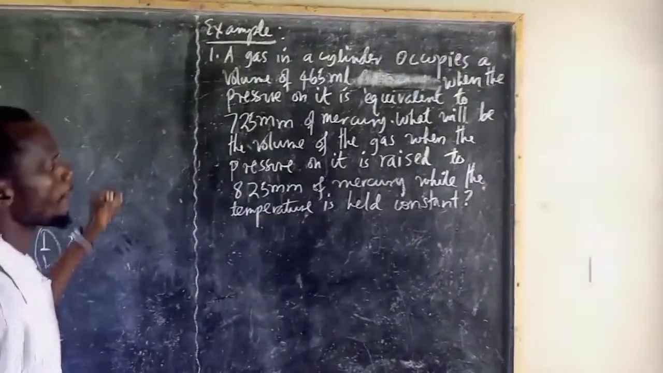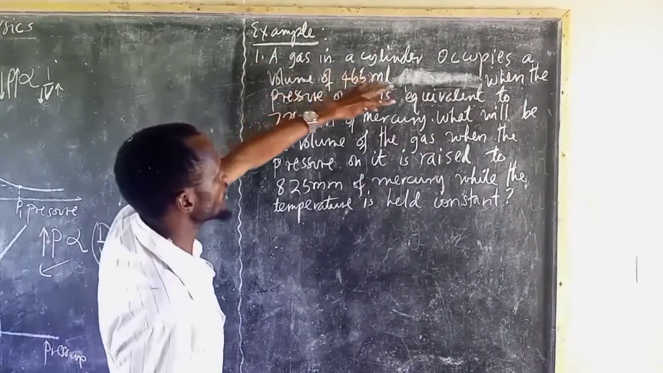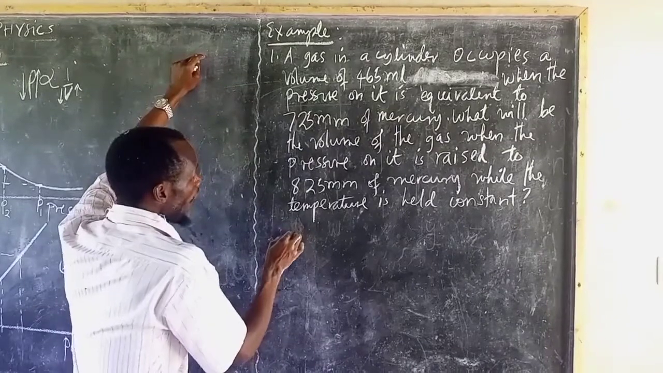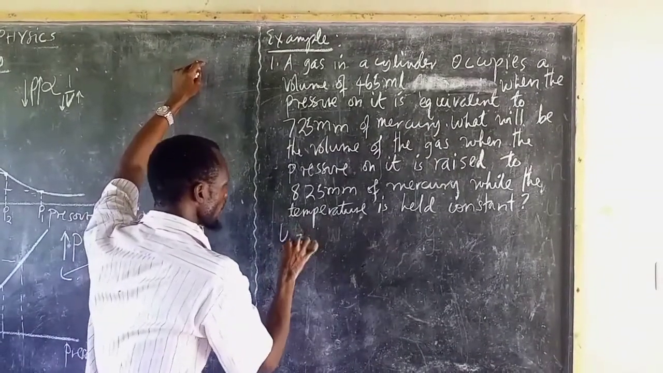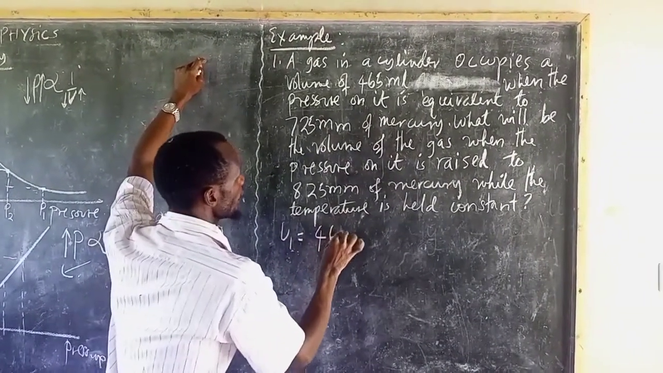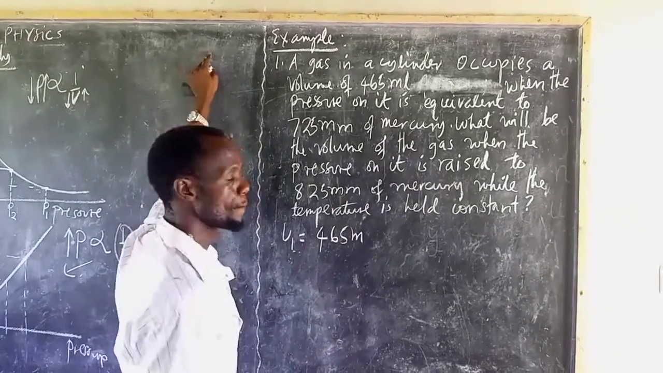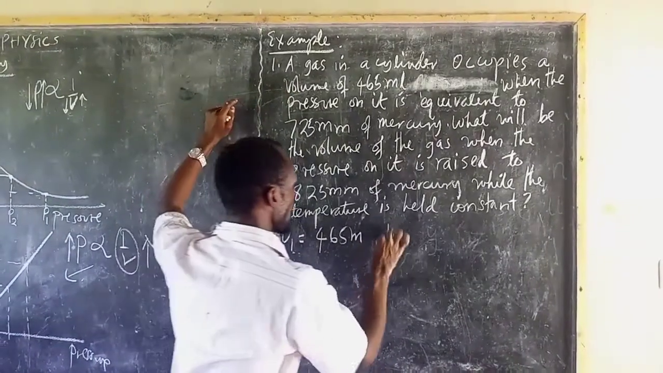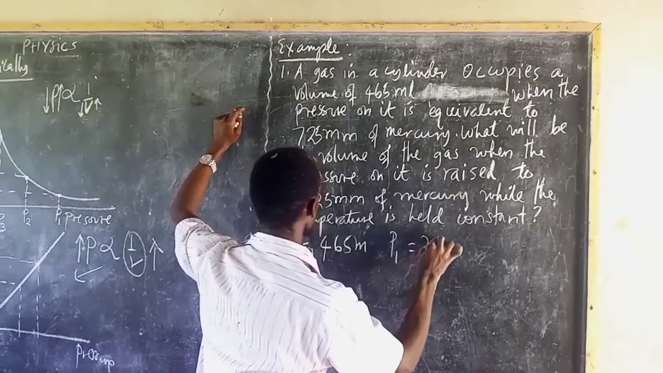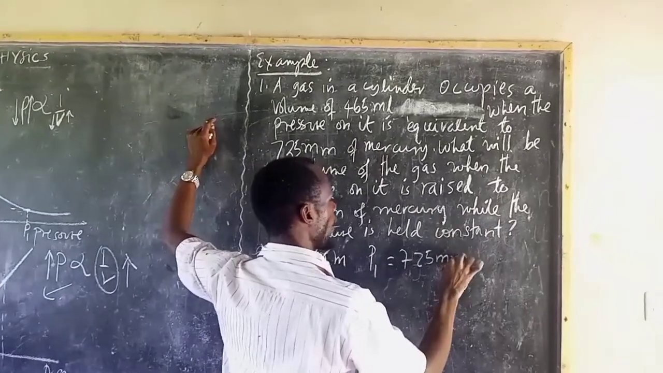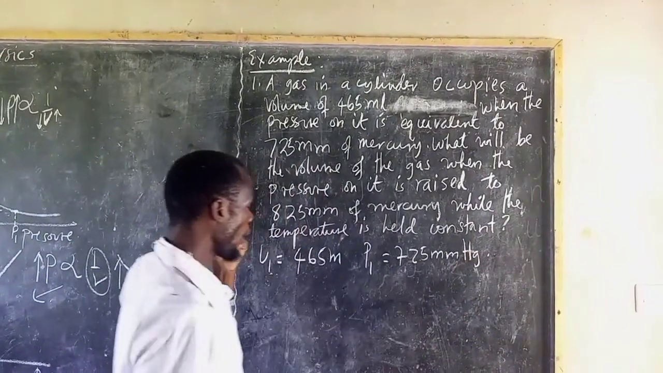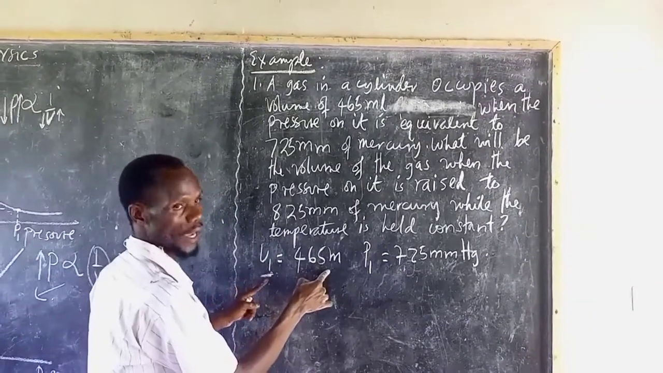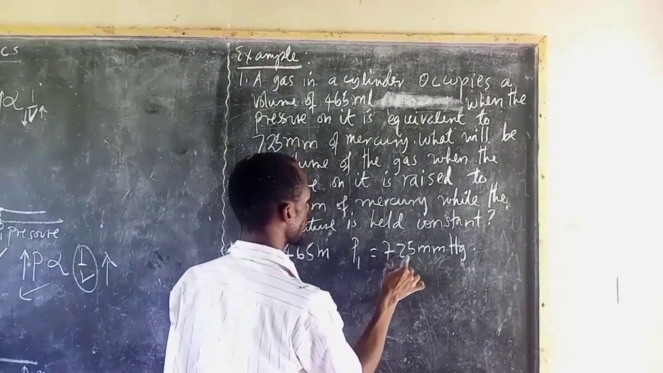Example: a gas in a cylinder occupies a volume of 465 milliliters. Now the volume was equal to 465 milliliters. This was recorded when the pressure was equal to 725 millimeters of mercury. So when the volume was 465, the pressure was recorded as 725.